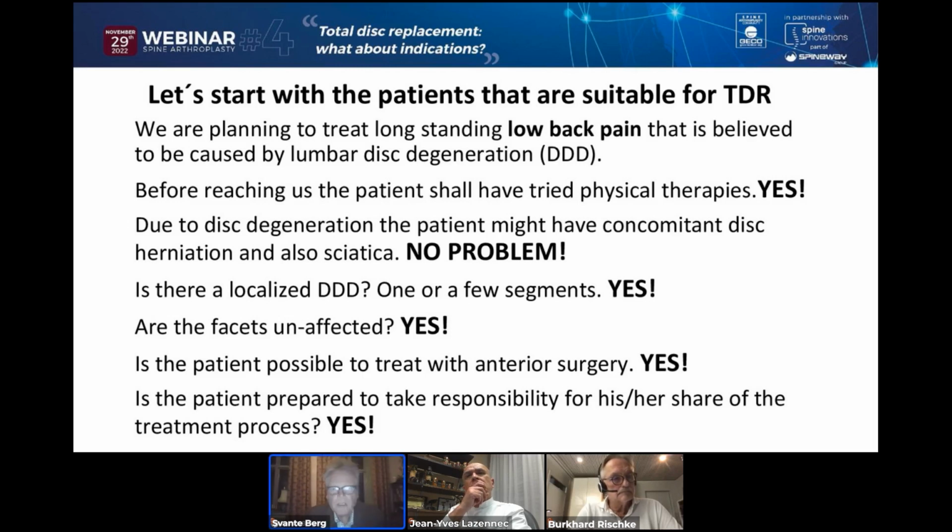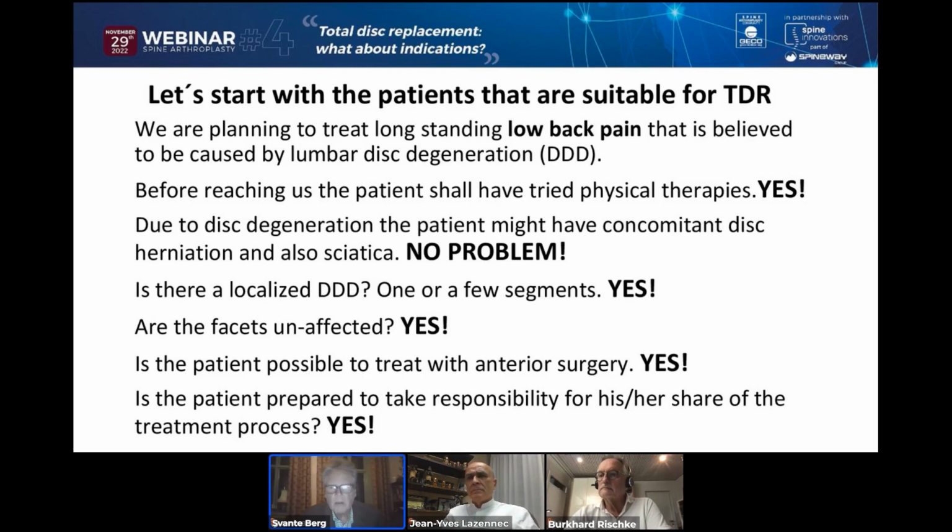So let's start with the patients that are suitable for TDR. We are planning to treat long-standing low back pain that is believed to be caused by lumbar disc degeneration. Compared to the cervical, we accept patients without sciatica or radiating pain. We can treat people that only have low back pain, but several of them also have radiating pain. The patients must have tried physical therapies before we do the surgery, first of all to know that that is not enough for them, and also to see their interest in taking an active part in what's coming.